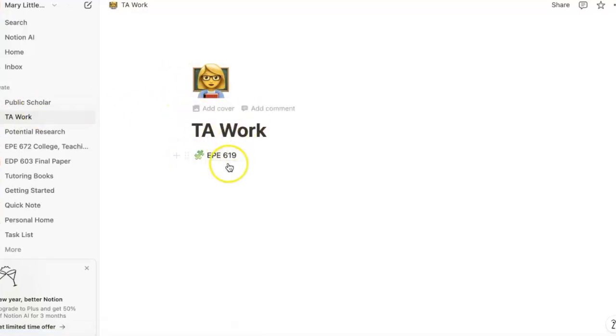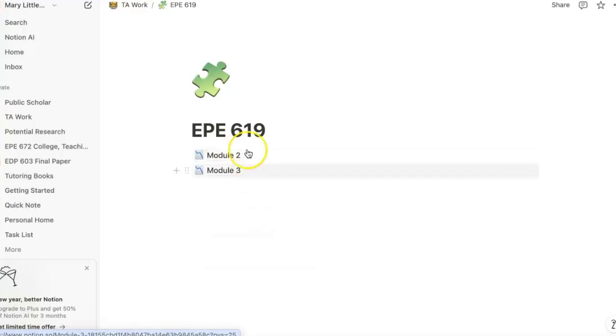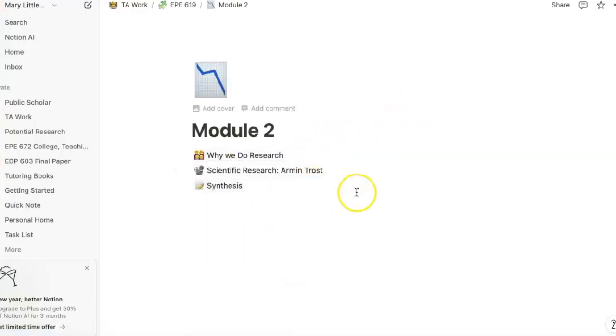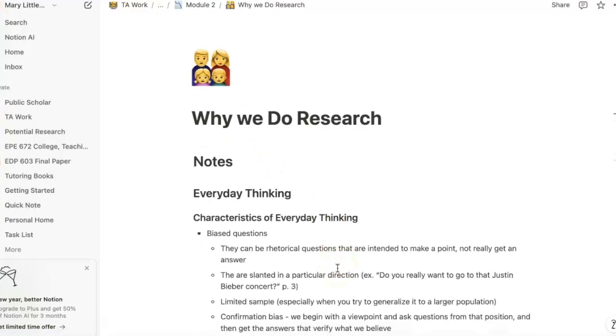Over here I have the TA work, and then I have the EPE 619. So I'm going to click on that, and then I have the modules set up. I'm going to go to module 2, and then under here I have the reading. I realized that you had 2 things to read and a video to watch, but I actually just ran out of time. So I'm just showing you the process I would go through with 2 different types of materials. One's written and one's a video. The How We Do Research is from the Nardi book.